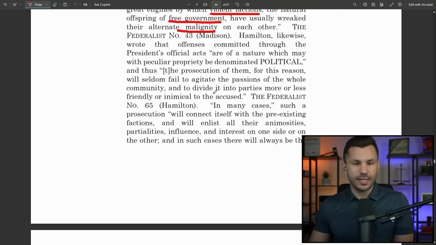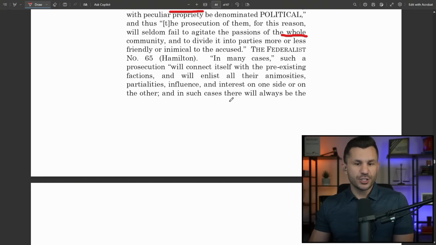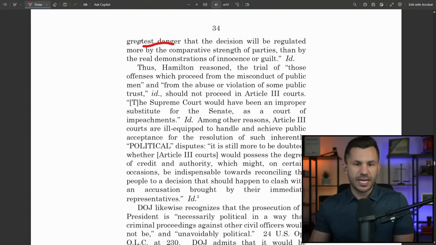Hamilton also likewise wrote that offenses committed through the president's official acts are of a nature which may be with peculiar propriety denominated political, and thus prosecution of them for this reason will seldom fail to agitate the passions of the whole and divide it into more or less parties. Says in many cases, a prosecution is going to connect itself with the pre-existing factions, and it's going to increase the animosities, the influence, and the interest. And there will always be greater danger that the decision will be regulated by the comparative strengths of the parties than by any real demonstrations of innocence or guilt.